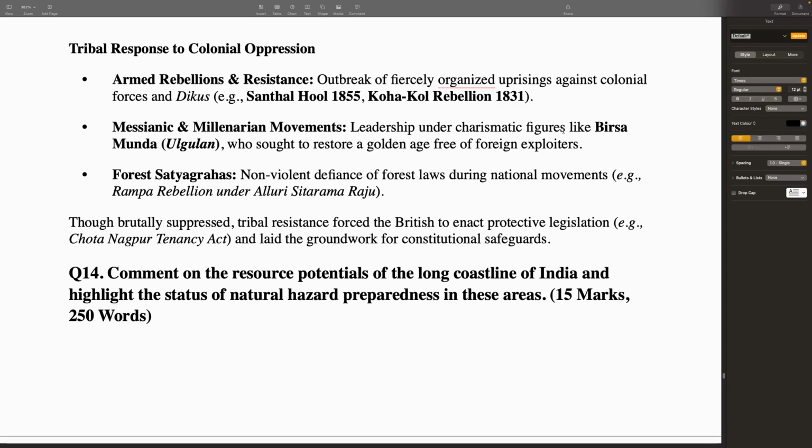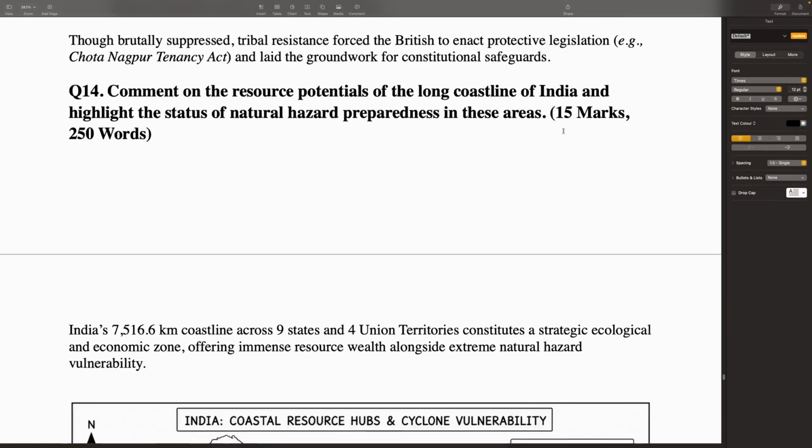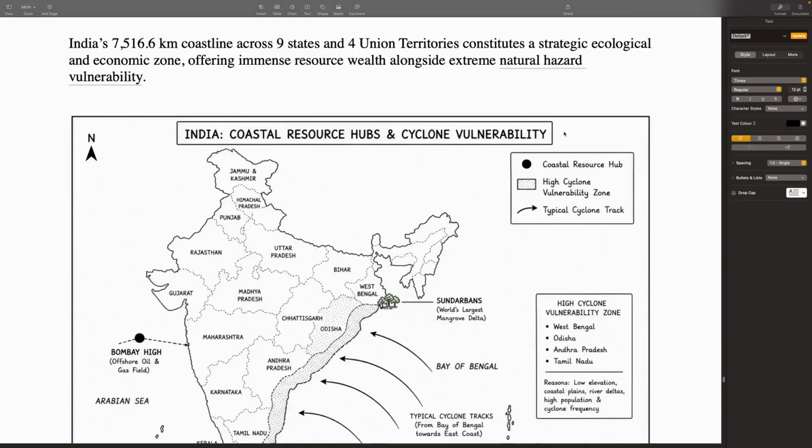Comment on the resource potential of the long coastline of India and highlight the status of natural hazard preparedness in these areas. India's 7,516-kilometer coastline across 9 states and four UTs constitutes a strategic ecological and economic zone, offering immense resource wealth alongside extreme natural hazard vulnerability.